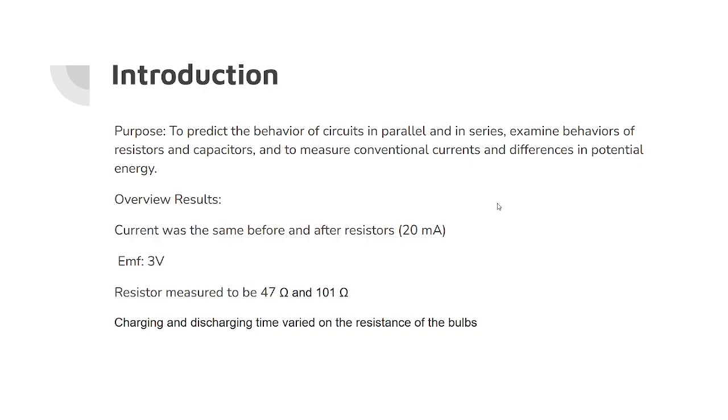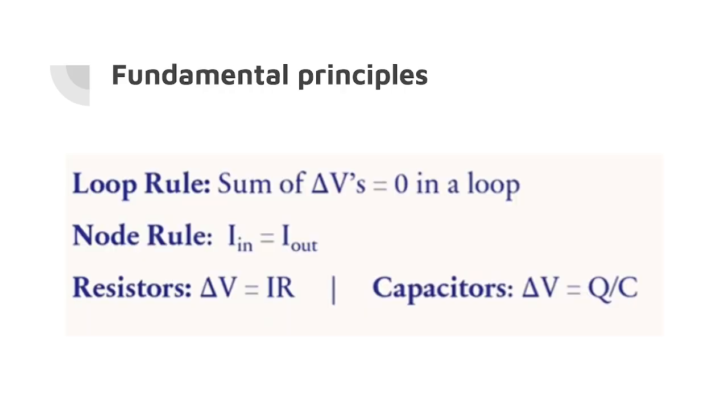The purpose of this lab was to predict the behavior of circuits in parallel and in series, examine behaviors of resistors and capacitors, and to measure conventional currents and differences in potential energy. The current was the same before and after resistors, 0.02 amps. The voltage of the batteries was 3 volts in total. The resistors were measured to be 47 and 101 ohms, and then the charging and discharging time varied on the resistance of the bulbs. The fundamental principles used were the loop rule, the node rule, and the resistors, in addition to Ohm's law.